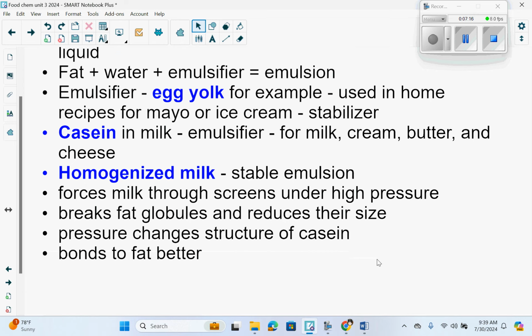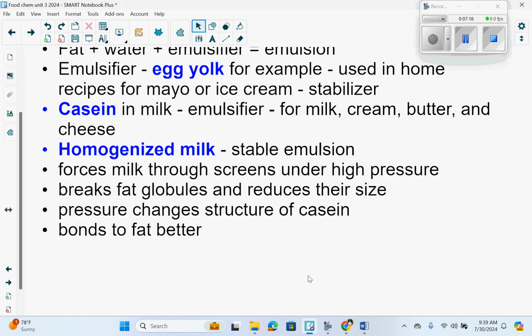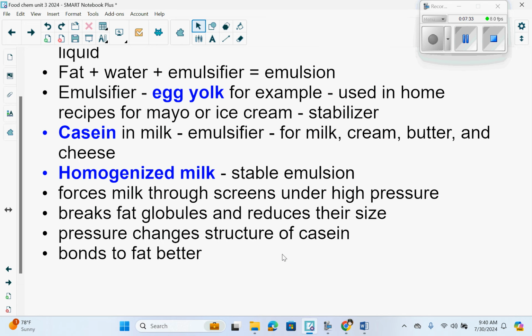Homogenized milk itself is a stable emulsion. So milk is forced through these screens under high pressure. It's breaking up the fat globules in the milk and reduces the size of those fat globules. The pressure changes the structure of that casein, and it bonds to the fat better. That's how you get your smoother milk.